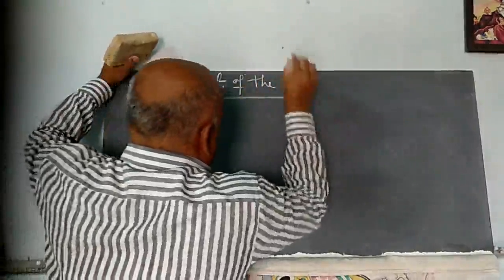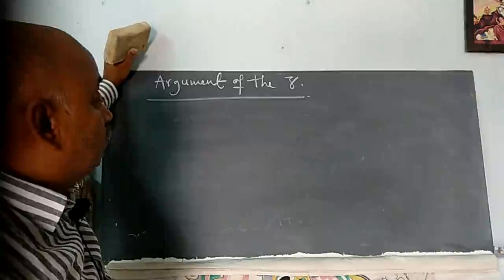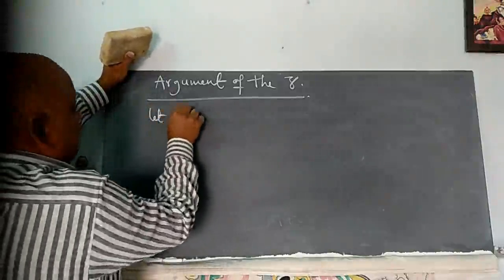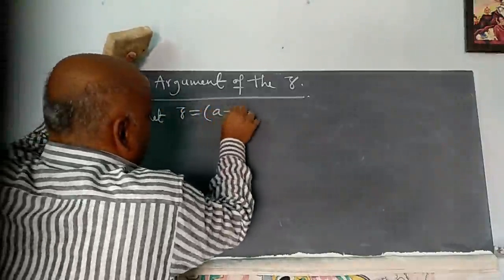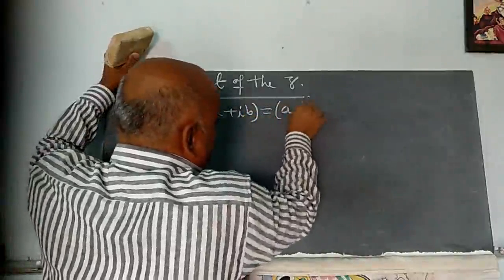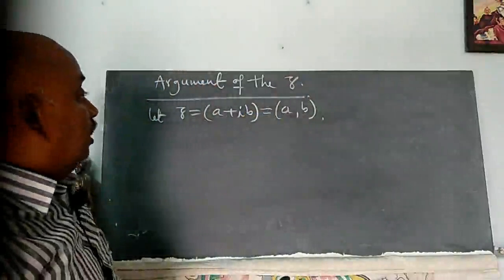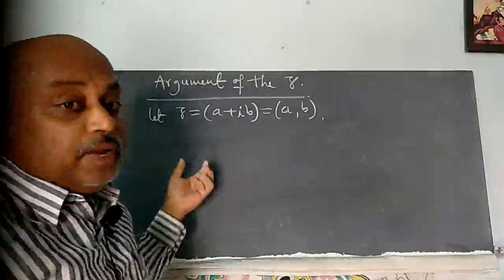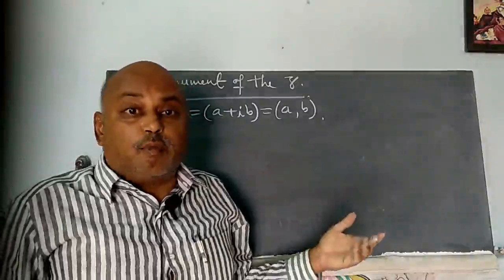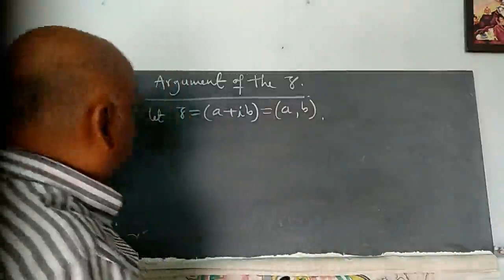Complex number Z. Let Z is equal to A plus iB, which is an ordered pair (A, B). We know that every complex number represents a unique point in the complex plane.